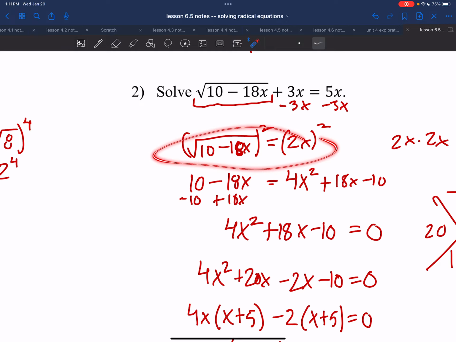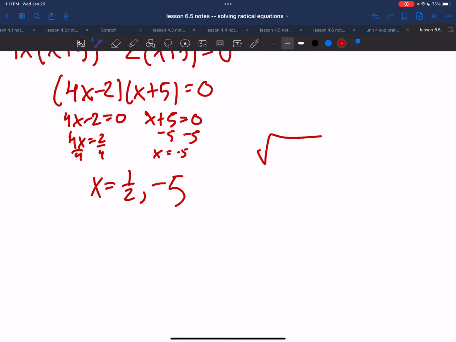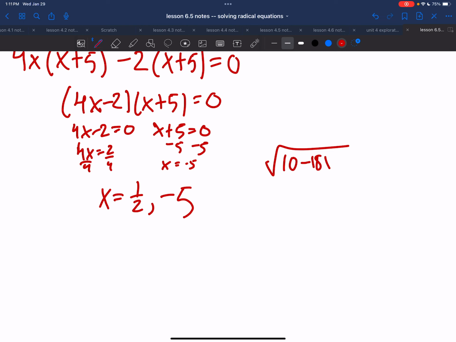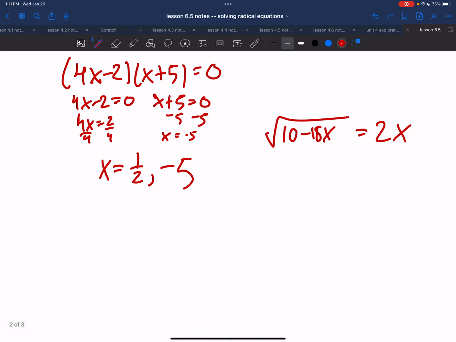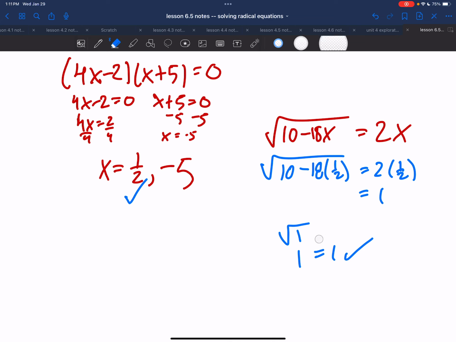You could actually check them on this line before you start squaring stuff. So what I had was the square root of 10 minus 18x equals 2x, right? Because that's fine. That's whatever. Plug in a half, right? I'm going to do it in blue now. 10 minus 18 times a half. Does this equal 2 times a half? Well, half of 18 is 9. 10 minus 9 is 1. Square root of 1 is 1. And of course, 2 times a half is 1. So 1/2 works. Hooray!